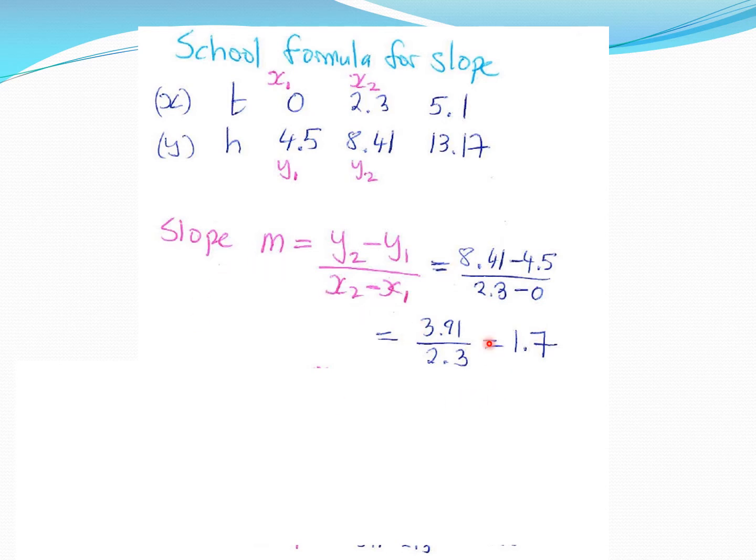So the slope m equals 1.7, and you can use this school formula where you have the first point x1, y1, and the second point x2, y2. It's important that if this is x1, then the corresponding one there is y1. If that's x2, then that's y2. Now, there was no reason you had to pick that one if you didn't want. You could have called this x2 here, and the corresponding y2 would have been 13.17.